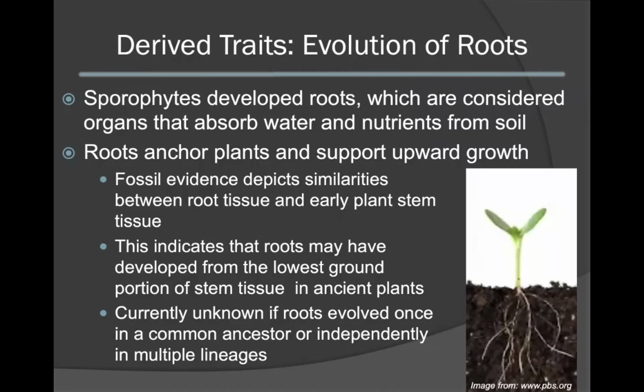In the fossil record, there is evidence that depicts similarities between root tissue and early plant stem tissue. This indicates that roots may have developed from the lowest ground portion of stem tissue in ancient ancestral plants. It's currently unknown if roots evolved once in a common ancestor or independently in multiple lineages.